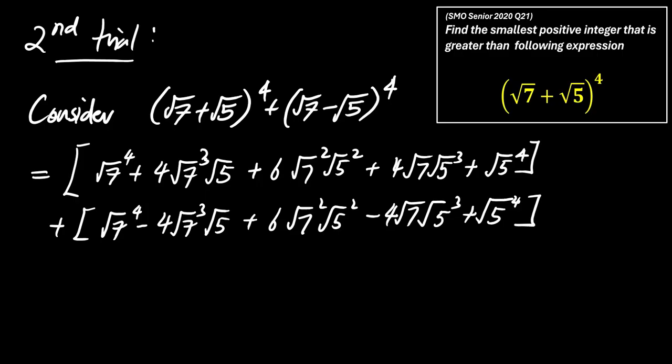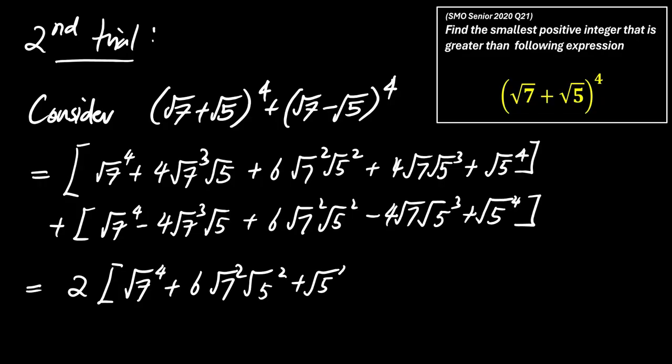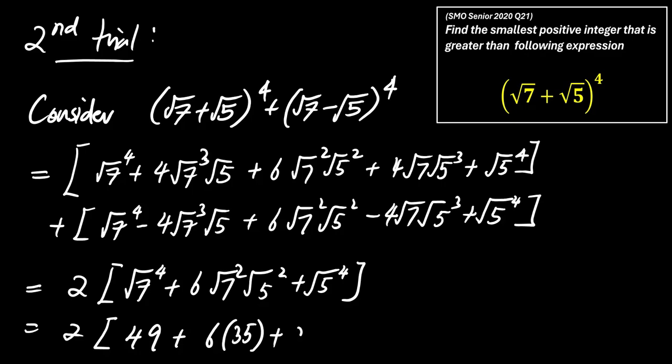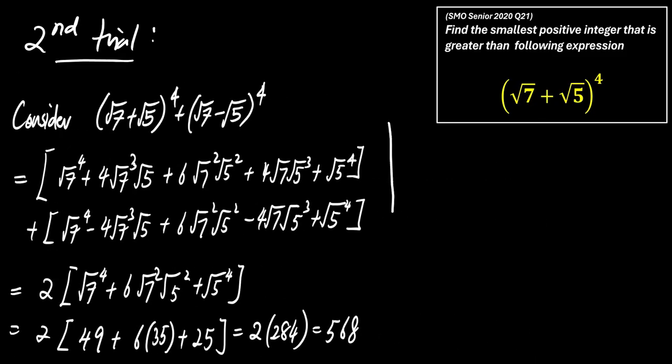When we add the two expressions, the irrational terms cancel out, leaving only the rational terms. So we get 2 times (square root 7 to the power of 4 plus 6 times square root 7 squared times square root 5 squared plus square root 5 to the power of 4). This becomes 2 times (49 plus 6 times 35 plus 25), which equals 2 times 284, or 568.